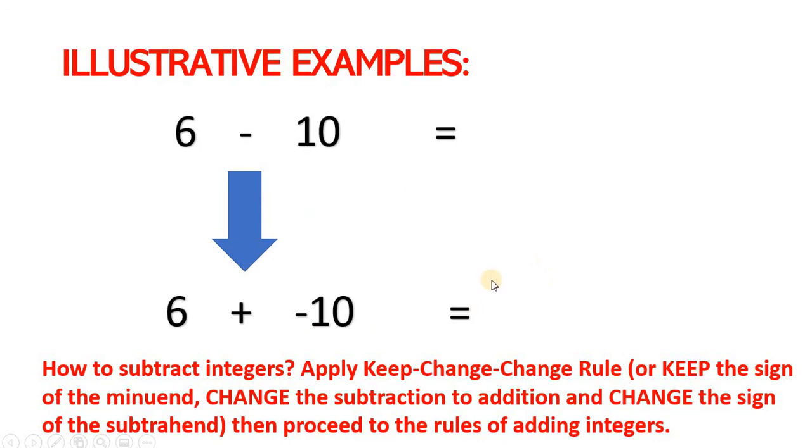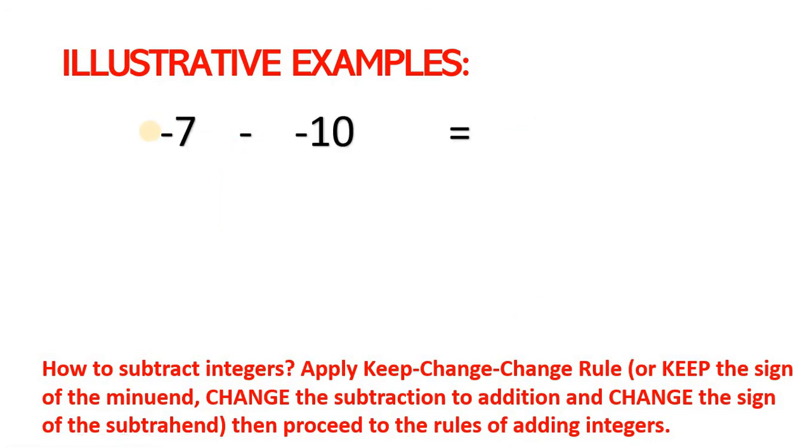And then now, we will proceed to the rules of adding integers. So, 6 plus negative 10, dahil sila ay magkaiba ng sign, different signs, magsasubtract tayo ng numbers, diba? So, 10 minus 6 will be 4, and then, copy the sign of the larger number. For this one is the negative 10. So, the answer is negative 4.